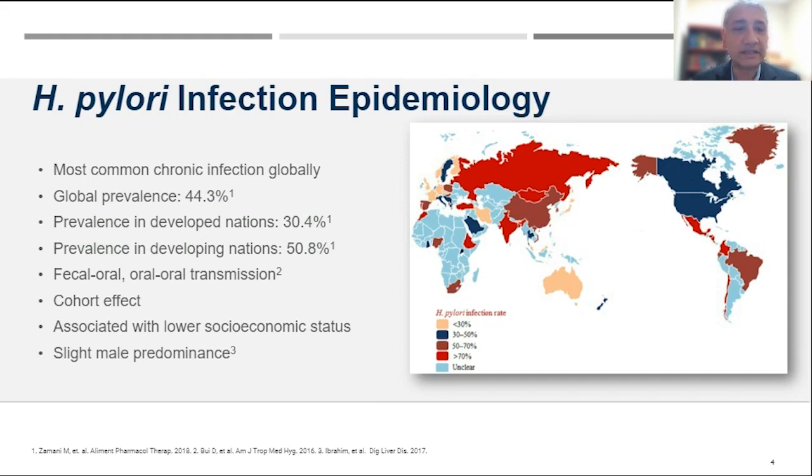There is a slight male predominance. There are various theories that are posited for this. The one that seems to be most accepted is that women tend to receive antibiotics more commonly than men, and that may lead to unintended eradication of H. pylori infection in women to a greater degree than men, and that may account for this slight difference that we see. It's not so much that men are being infected more, it's more that there may be a slightly higher use of antibiotics, or actually there is a higher use of antibiotics among women.